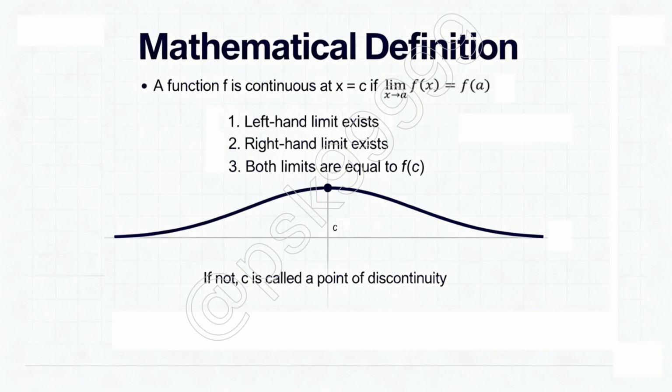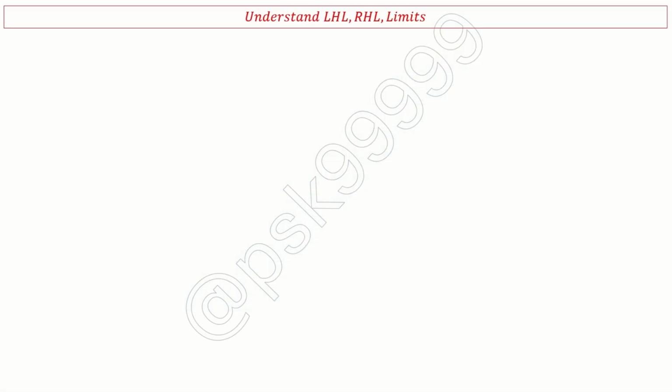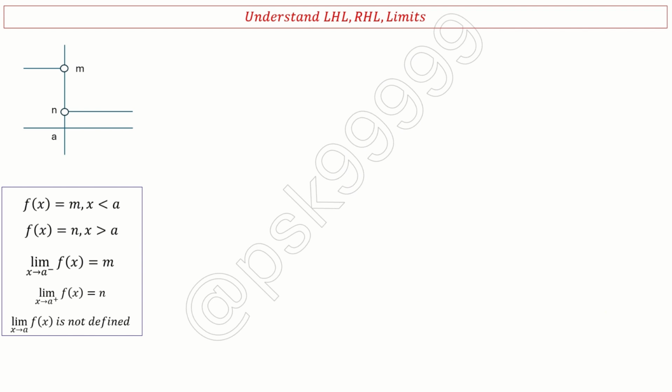Let's understand this more with an example. f of x is m for x less than a, and f of x equals n for x greater than a. And f of x is not defined at x equal to a. There is no f of a. You only have values for x less than a and x greater than a. If you consider this, the limit as x tends to a minus of f of x is m, and the limit as x tends to a plus of f of x is n.